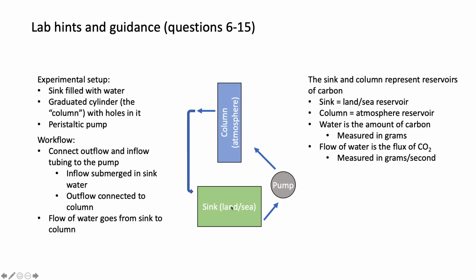In this experiment, this diagram, we have a simplified carbon cycle. We have a sink, which represents the land plus sea reservoirs. Then we have the column, which represents the atmosphere reservoir for carbon. Water is the amount of carbon, measured in grams. And the flow of water itself is the actual flux of CO2, which we're going to measure in grams per second.